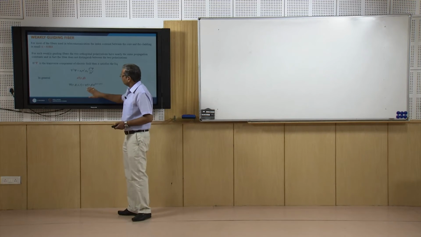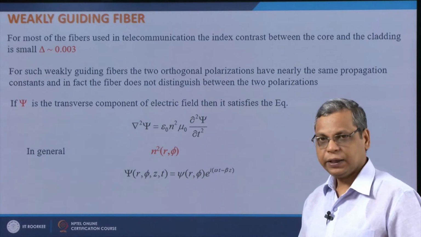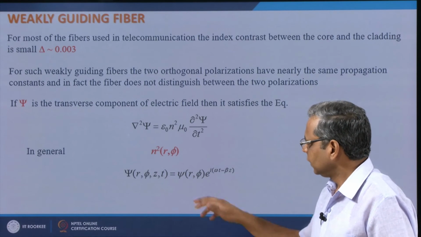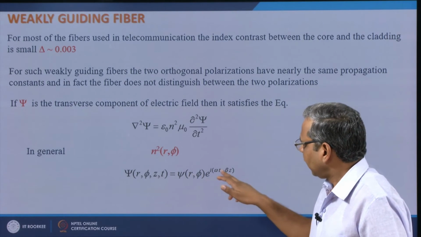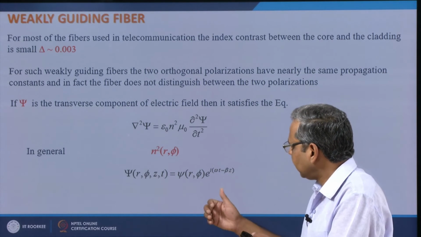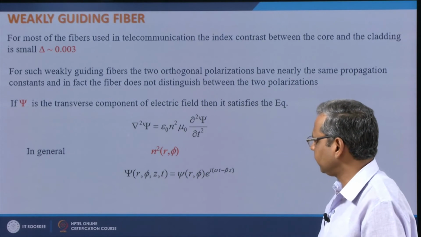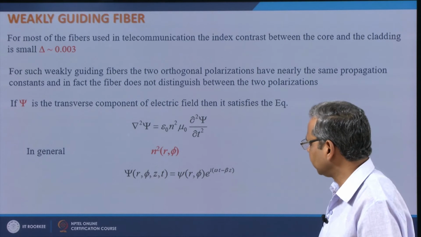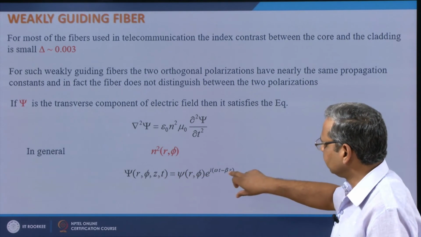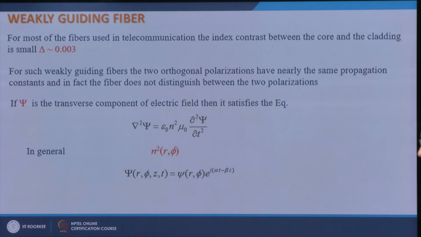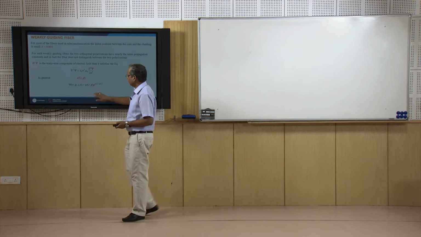So, now we want to find out this psi r phi, this function, and see how it propagates. This function psi r phi represents the mode which travels with propagation constant beta. So, the problem reduces to finding this now.